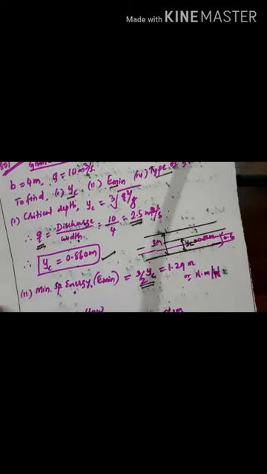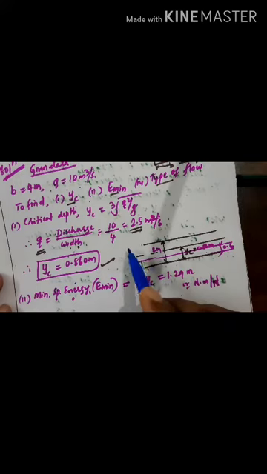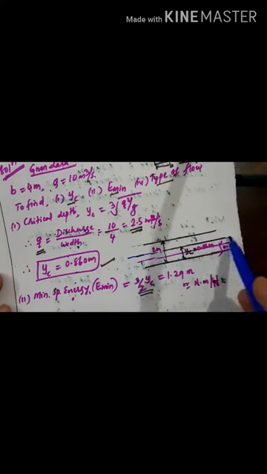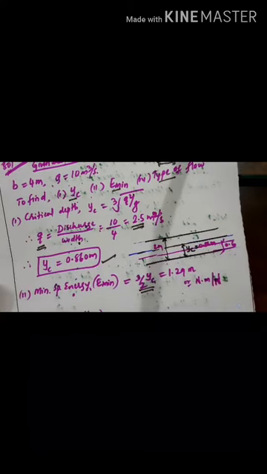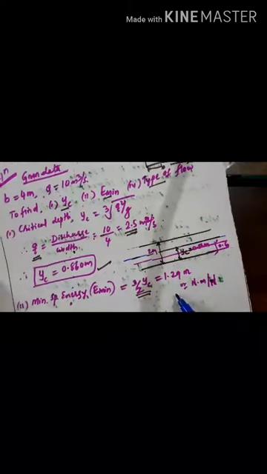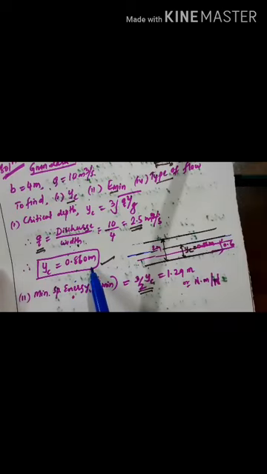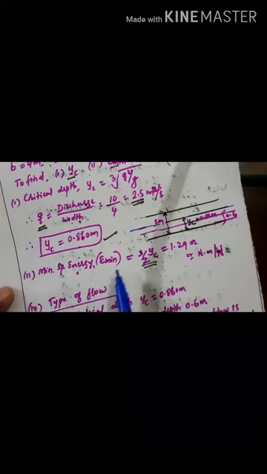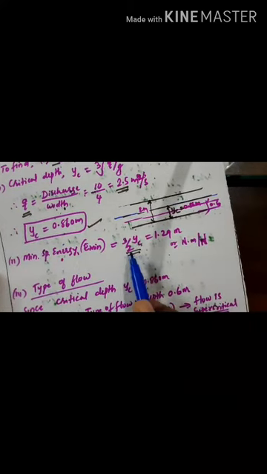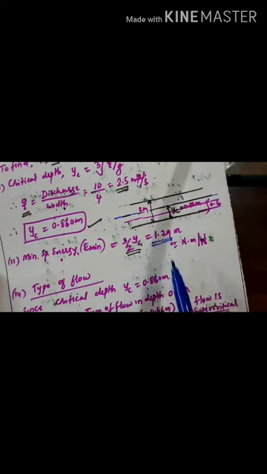Calculate the critical depth. Once we get the critical depth, this is the channel section and this represents the critical depth. Then compare the given depths with respect to the critical depth. Here the critical depth is 0.860, then one depth is given as 0.6, which is below critical, so it is called a supercritical flow. And one more is above critical, that is 2 meter, it is called a subcritical flow. Then minimum specific energy is 3 by 2 into yc, you will get the minimum specific energy.